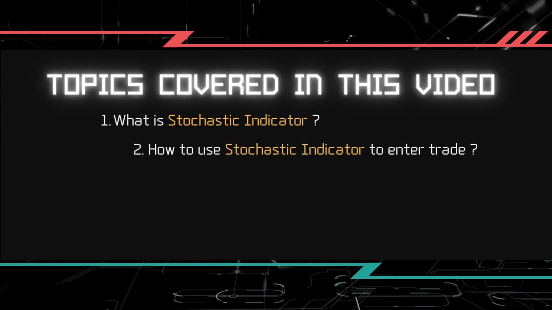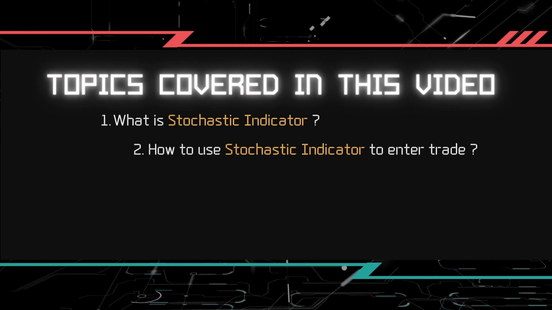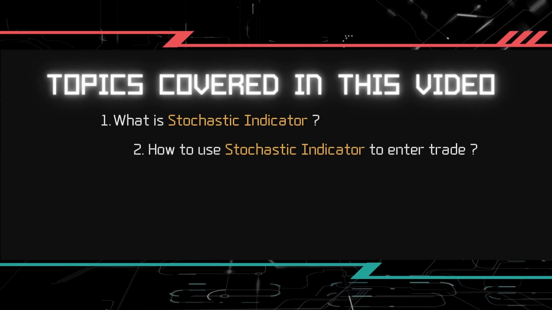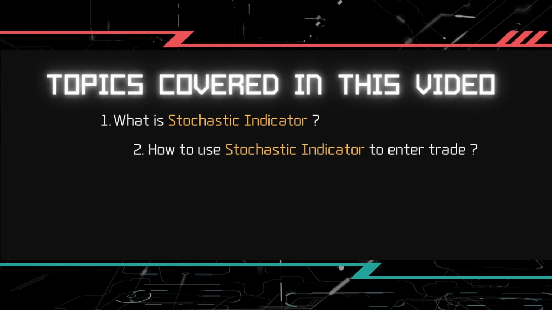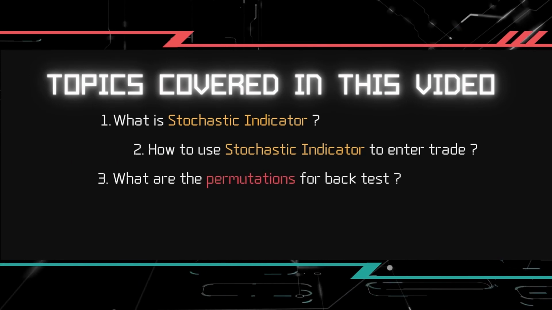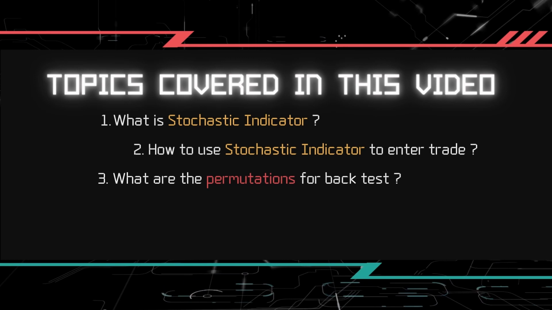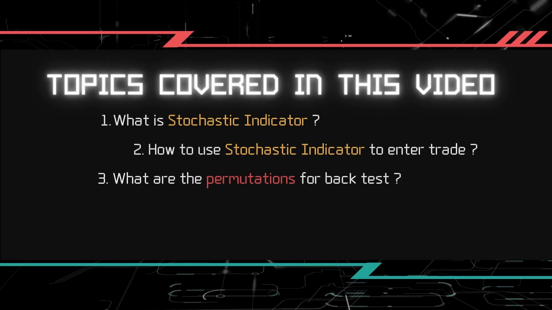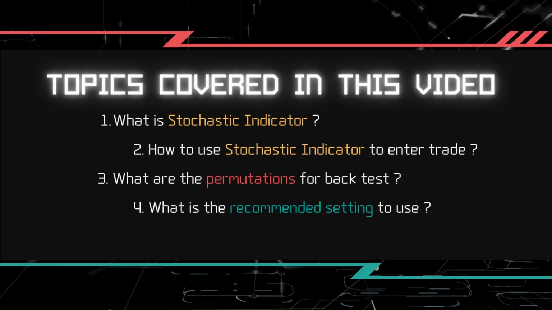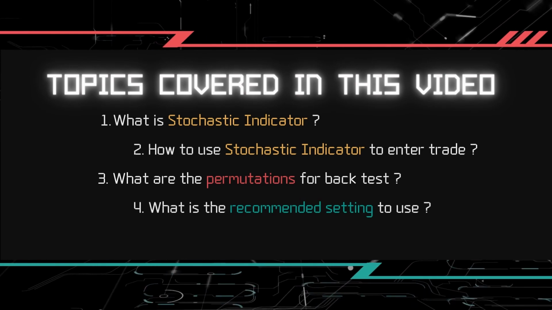In the second section, we will be sharing with you how we use stochastic indicator to generate buy and sell signals for us. This trading strategy is easy to follow, and we have prepared some buy and sell examples using real market values for you. In the third section, we will be going through all the recommended stochastic settings and permutations used in our back testing. After the back test, in the fourth section, we will be sharing with you the best settings for the stochastic indicator.